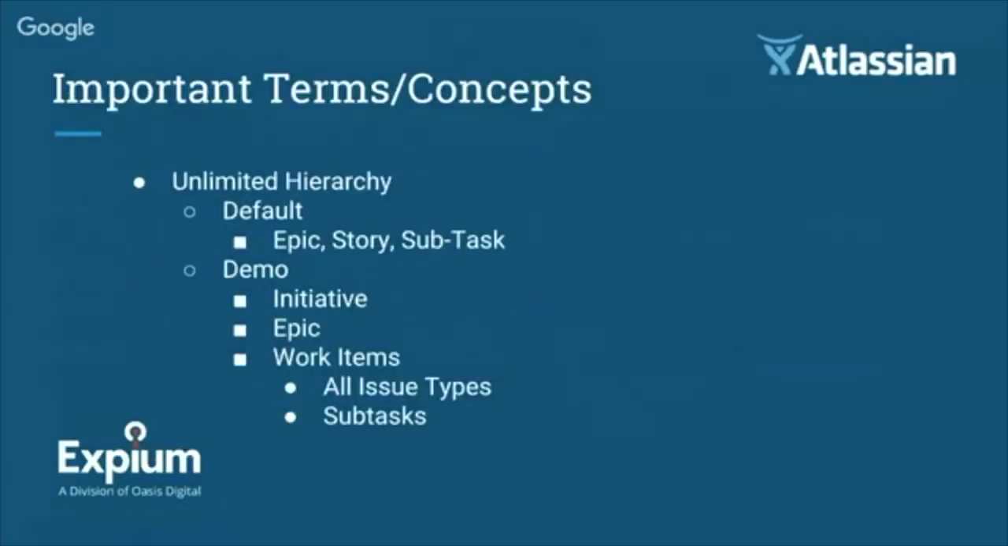So I want to talk about a few important terms before we get into the actual demo. Within Portfolio, there is now an unlimited hierarchy. Those that are familiar with JIRA know that right now your hierarchy consists of task and subtask, or item and issue type and subtask issue type. And there's very little that you can do otherwise other than creating links between items.